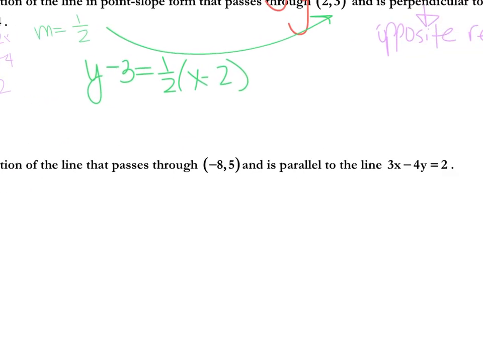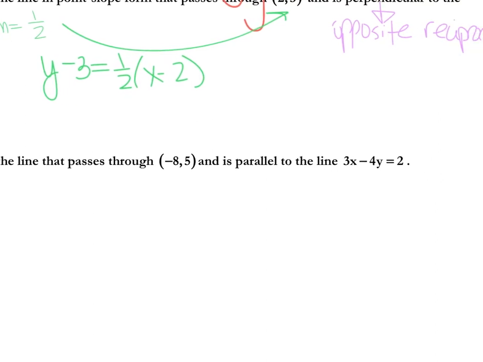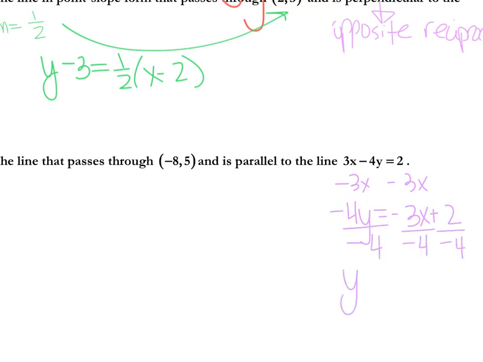And then same thing for the next one, but we're going to write it in slope-intercept form, and it's going to be parallel. So still have to find the slope of the given line, so subtract 3x. So negative 4y equals negative 3x plus 2. Divide by negative 4. So y equals 3/4 x minus 1/2. So I want the slope of this line, so 3/4. And since it's parallel, we use the same slope.